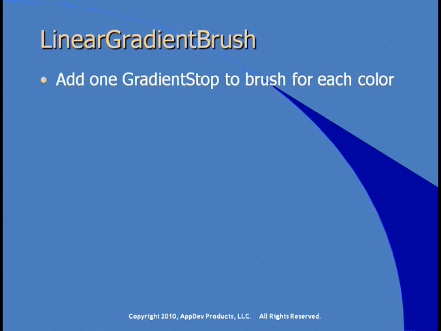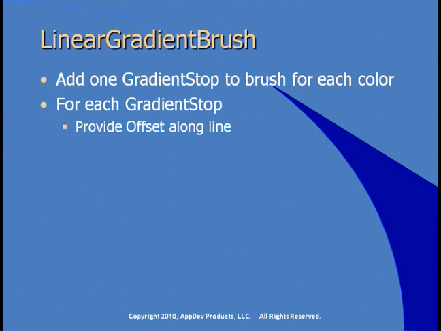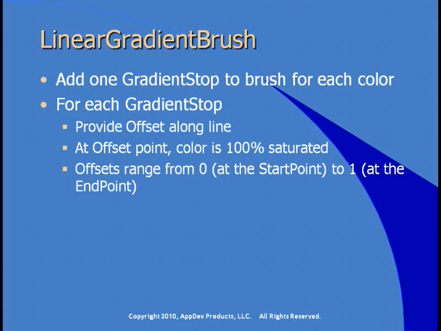To set up the colors, you'll need to add one gradient stop to the brush for each color you want displayed within the linear gradient. For each gradient stop, you can provide an offset along the line that you created using the start point and the end point. At the offset point, that is, at the point you specify, the color is 100% saturated. The offsets range from 0 at the start point to 1 at the end point. This whole system is very simple. It's all based on proportional coordinates based on the size of the container.